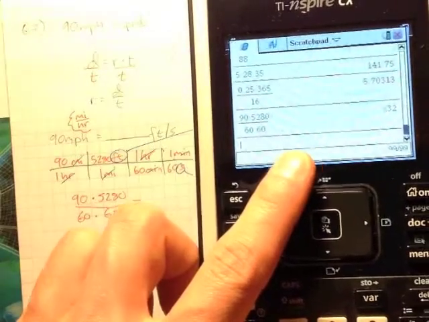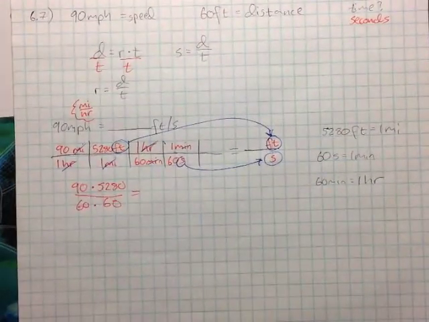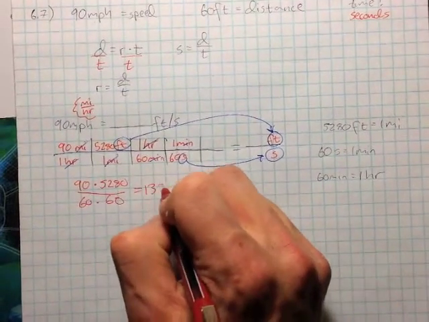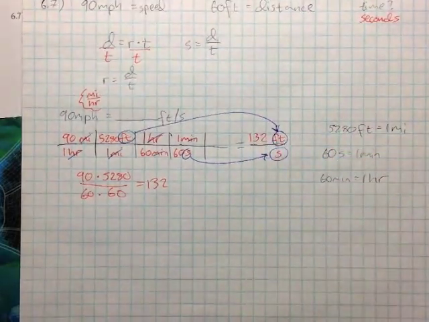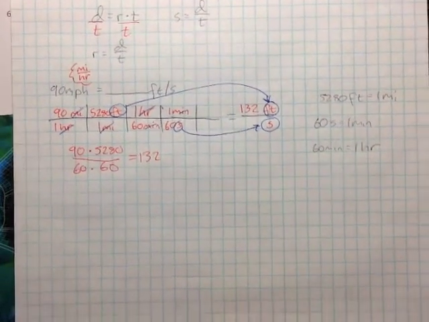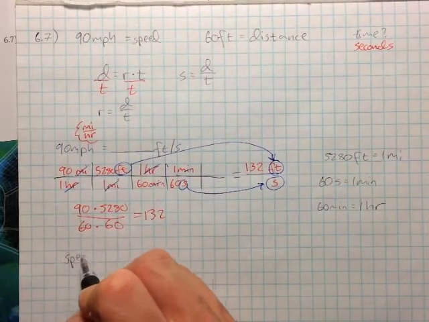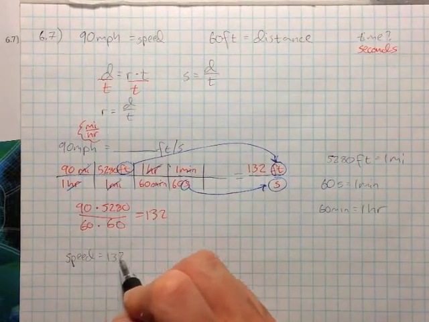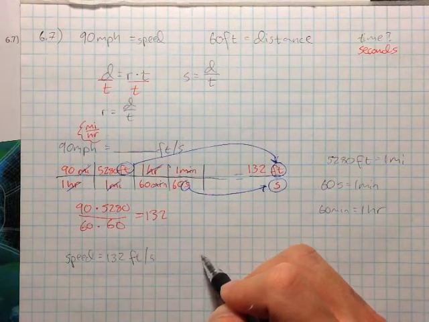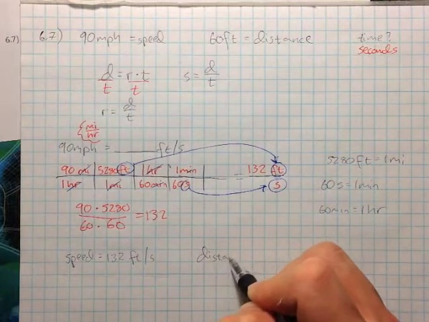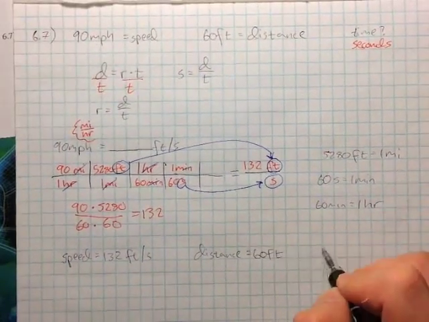This is equal to 132. Remember, this had units of feet per second. 132 feet per second. Alright, so let's write down what we have again. We know that our speed is 132 feet per second. The baseball travels 60 feet, and our time needs to be in seconds.